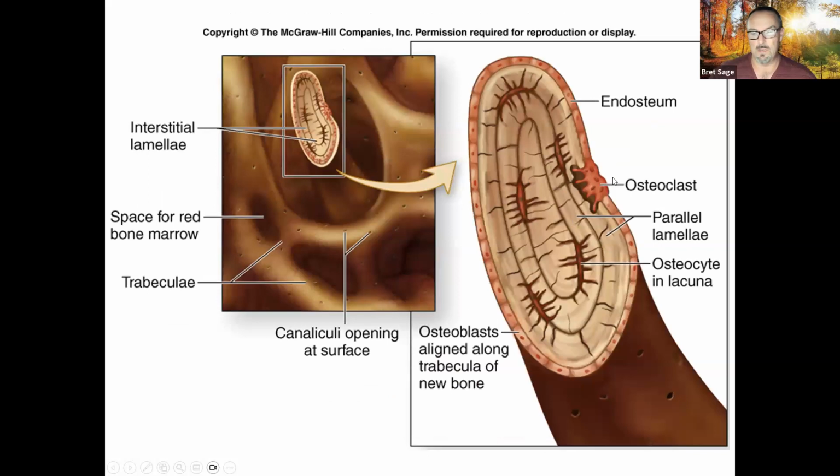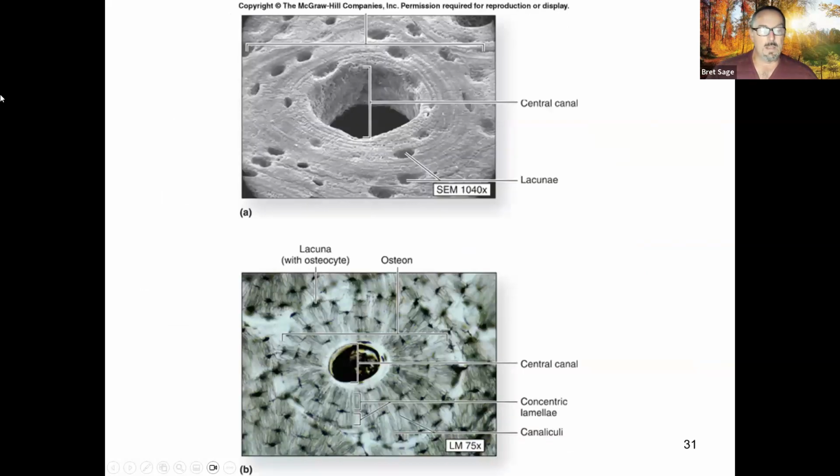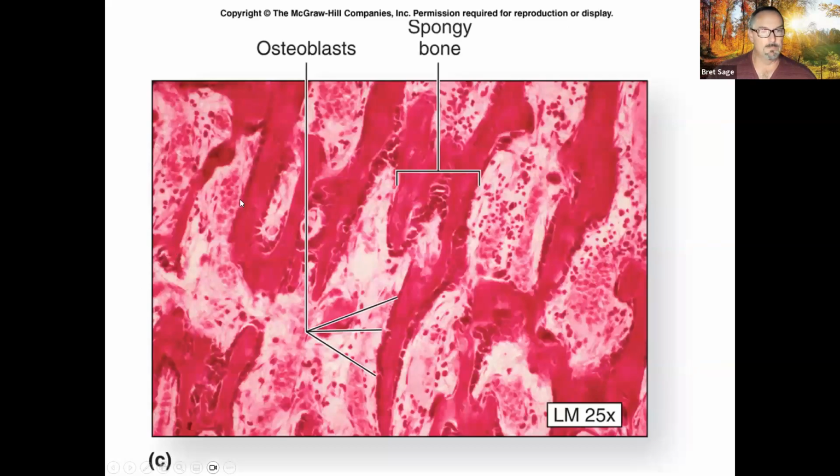Okay, this is spongy bone, showing you osteoclasts and osteocytes or osteoblasts. Okay, this is what it looks like under a scanning electron microscope, and this is what it looks like under a regular light microscope. All right, here's spongy bone.